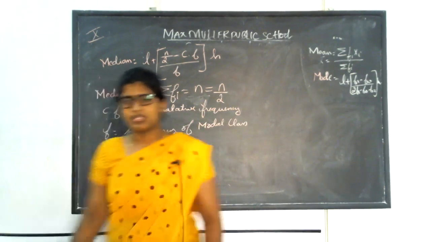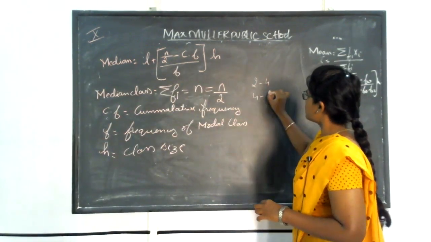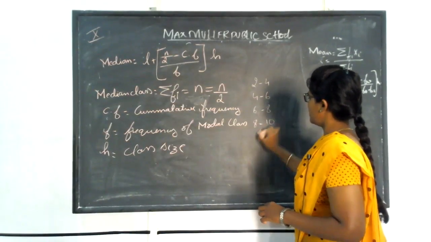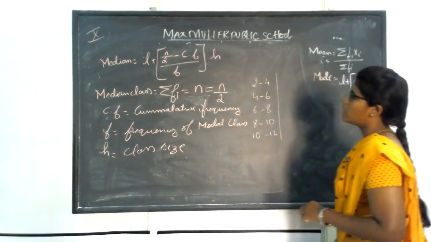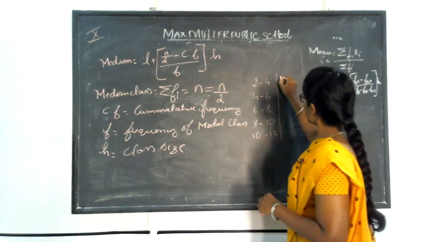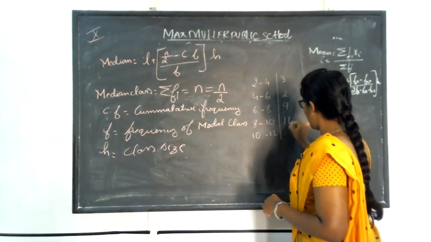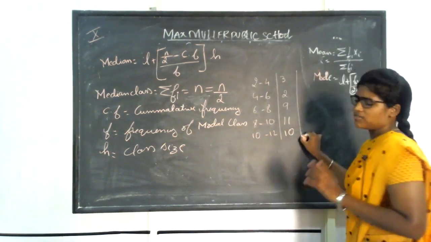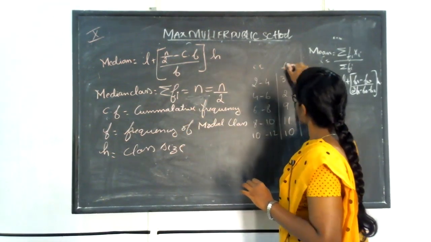Let me give you an example. The classes are 2 to 4, 4 to 6, 6 to 8, 8 to 10, 10 to 12. Clear? Then you have the frequencies as 3, 2, 9, 11, and then 10. So these are the frequencies. I'll give you a smaller example. This is the class interval. This is your frequency column.